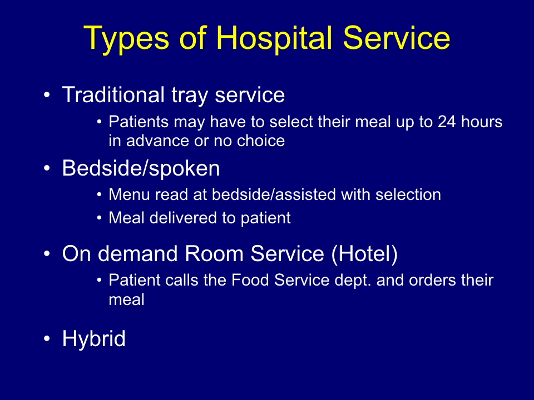So in the traditional tray service model, patients may have to select their meals. They may select them up to 24 hours in advance, or they may actually have no choice in what meal is going to be served to them. They're just getting the meal that meets their diet requirements. So they don't select anything. The food is just simply served to them.